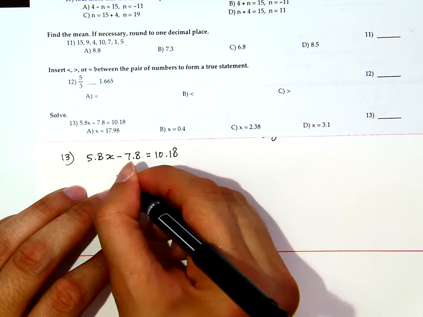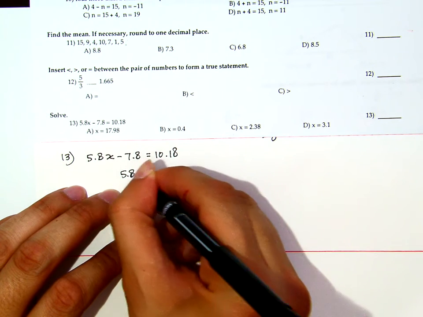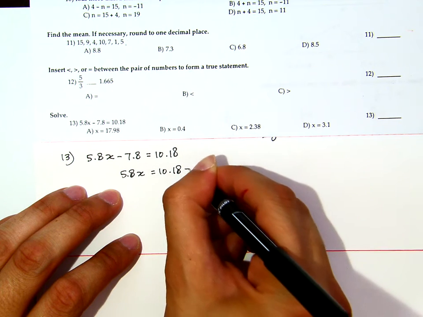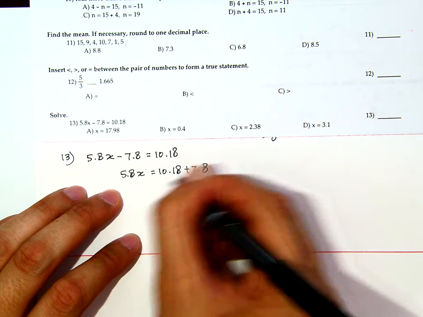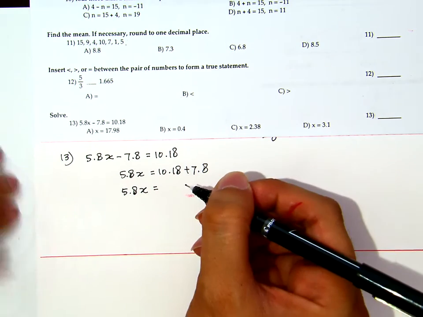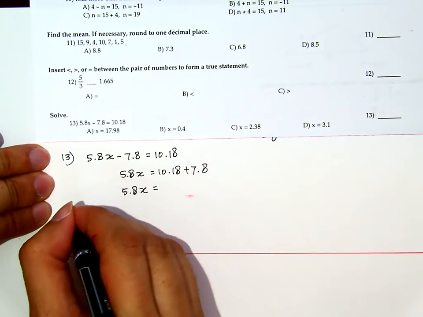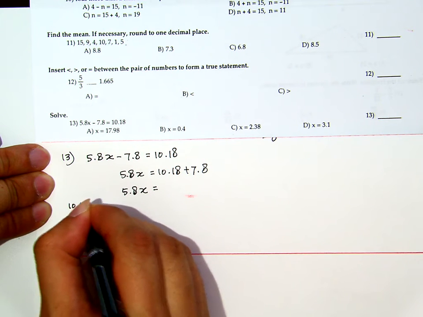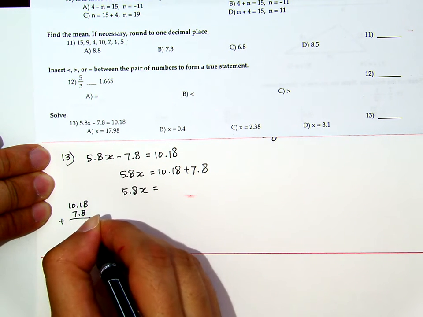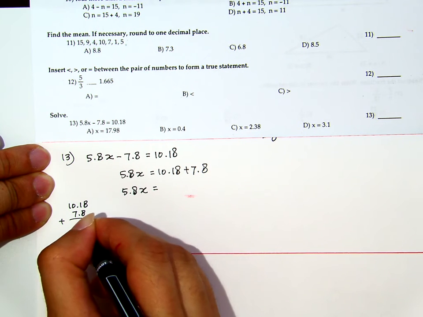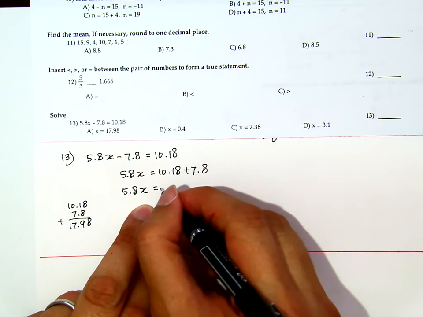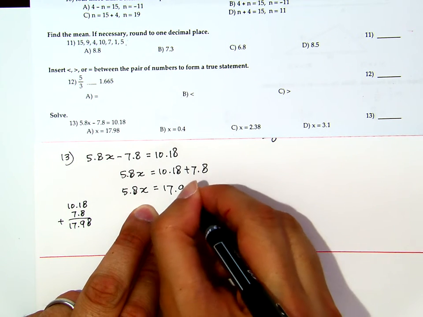Now to undo the subtraction, you add 7.8 to the other side. Okay, now when you add that, let me do it aside here. 10.18 plus 7.8, this is 8 here, this is 9, this is 17, so that will be 17.98.